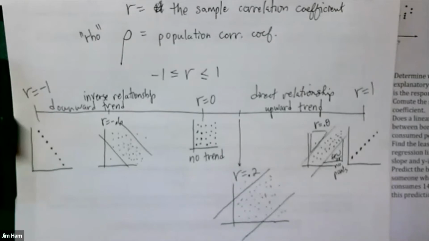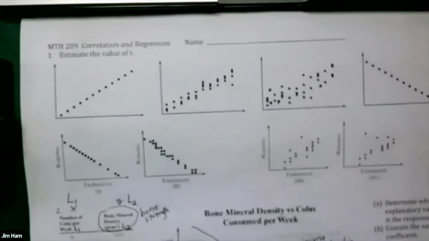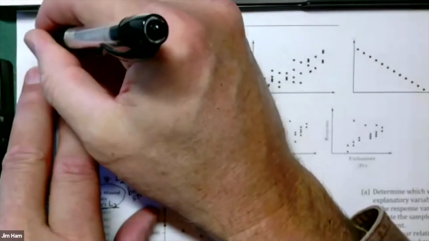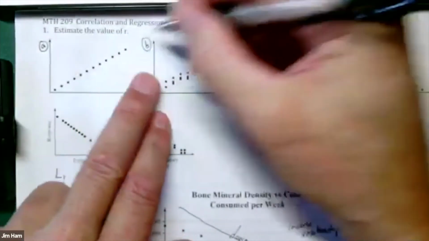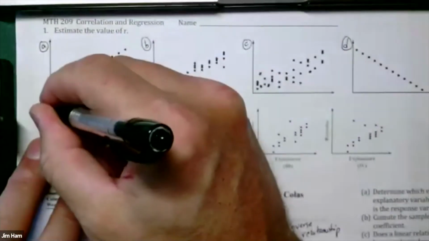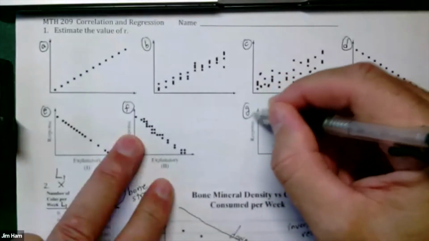Okay, now what I'd like you to do is take a minute to write what you think is the correlation coefficient of each of these graphs on the top. All right, I'll label them A, B, C, D, E. And I'll ask you to put your estimates of the correlation coefficient in the chat box.